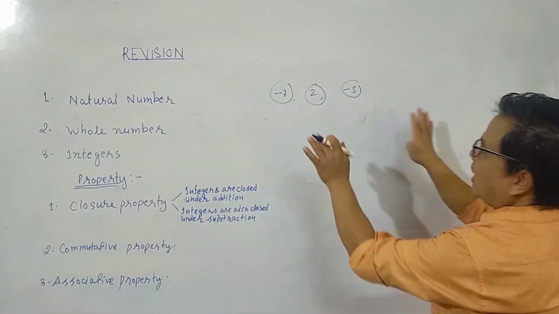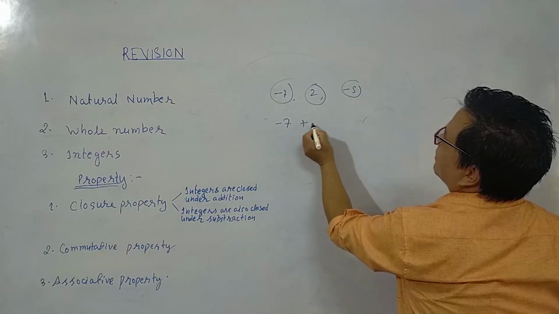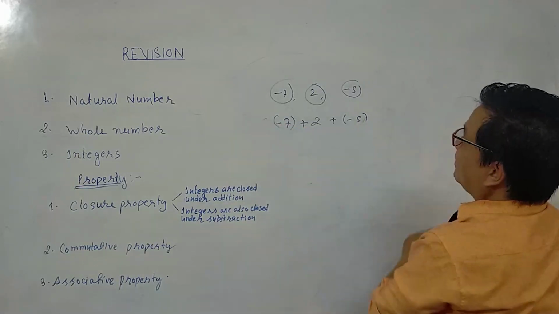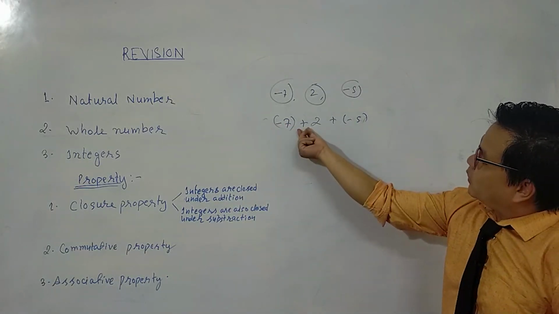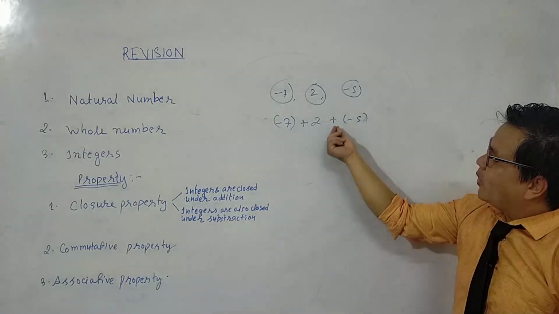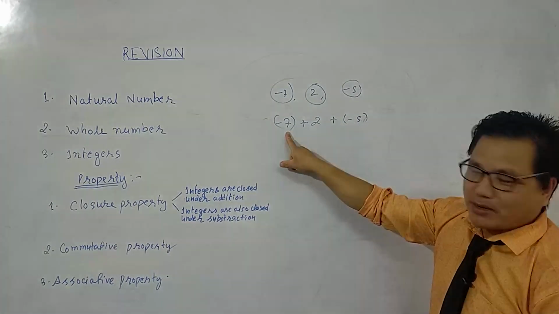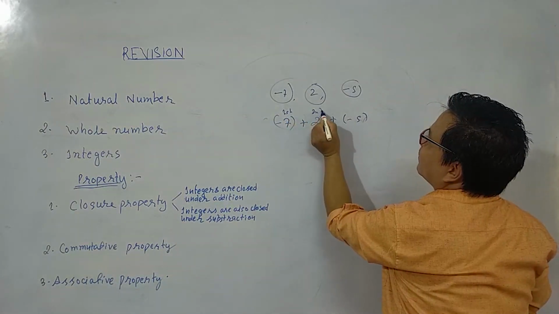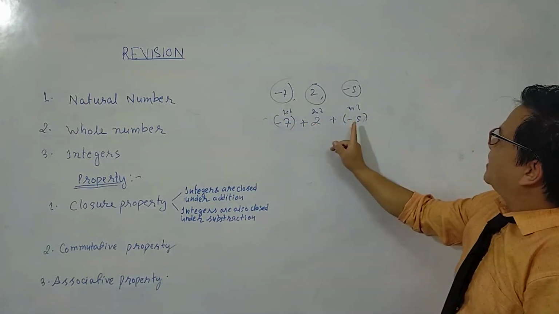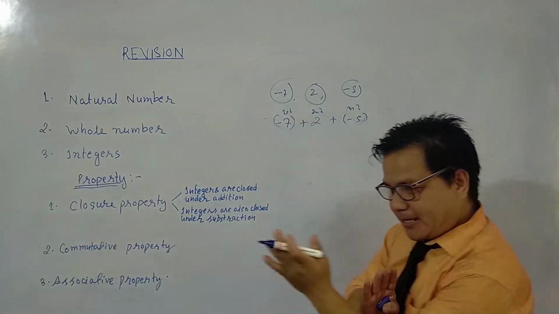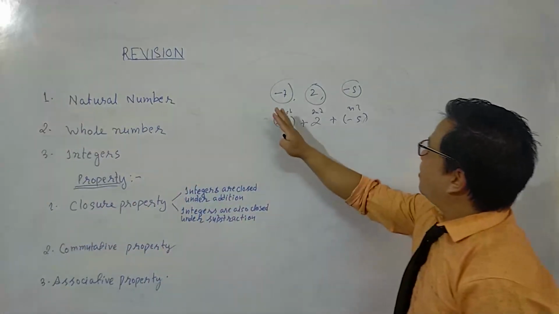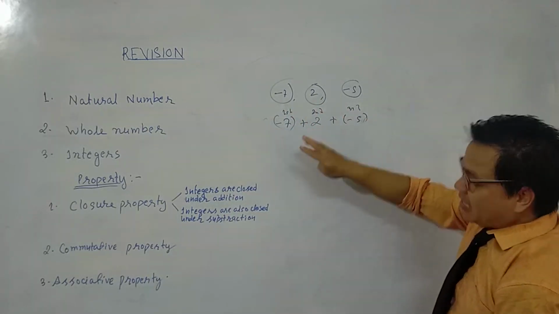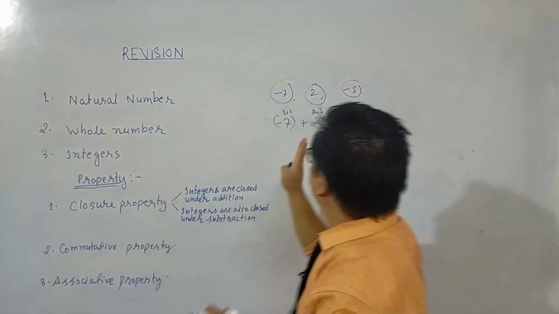Now commutative. Suppose 8, minus 7, plus 8, these three integers, 2 plus minus 5. When we add, in addition, we can change the order of the numbers. This is first, this is second, this is third. First, second, third, that is the order. We can change the order because additions are there. In addition, we can change the order of the numbers.